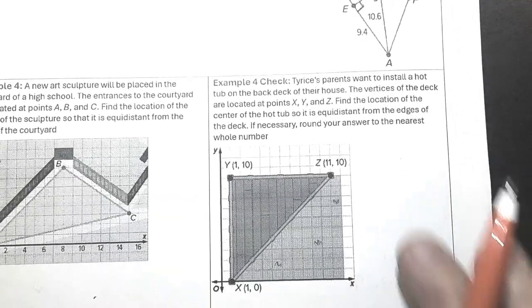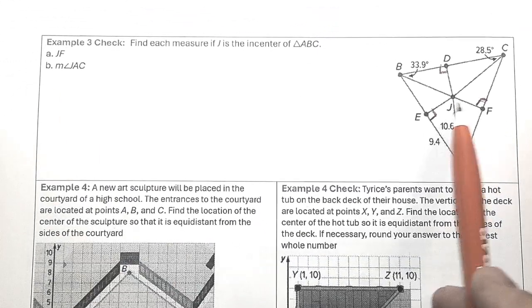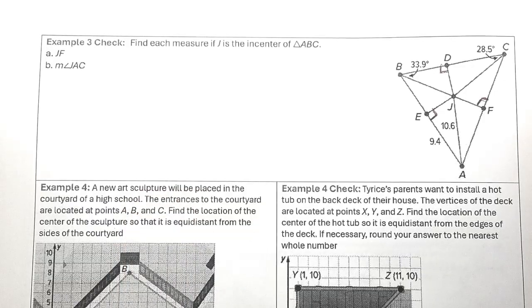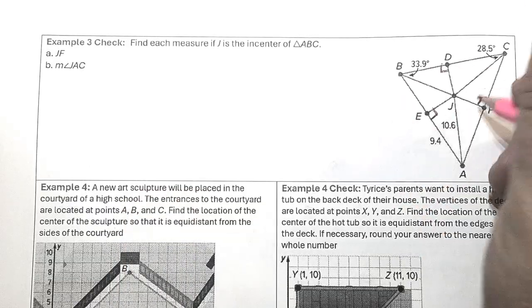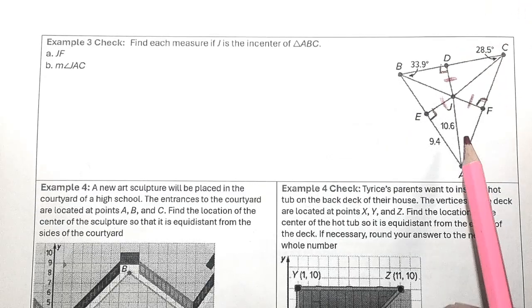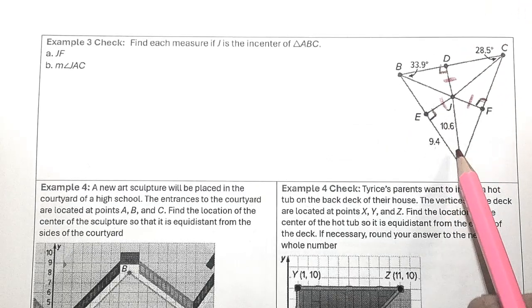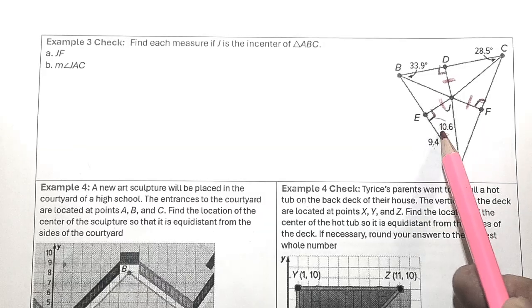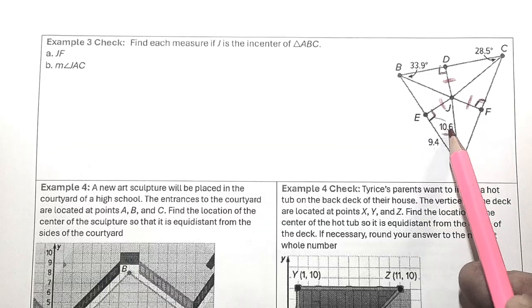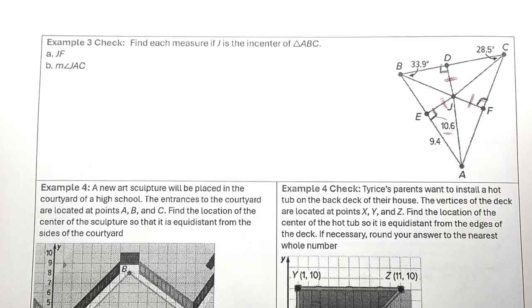So you have this example 3 check at the top. You're going to do the same thing I did. So find JF. And I'm going to help you out just a little. Angle bisectors means JF, JE, and JD are all congruent. So you have two sides here. You just need the third. This is across from the 90-degree angle, so that's your hypotenuse. So it's this minus this, which is going to give you this, which is the same as the other two. So I've explained it all. Hopefully you guys can get that.